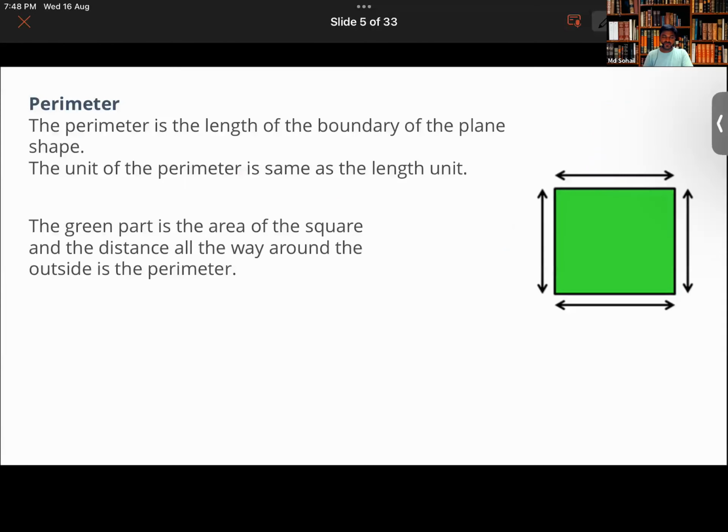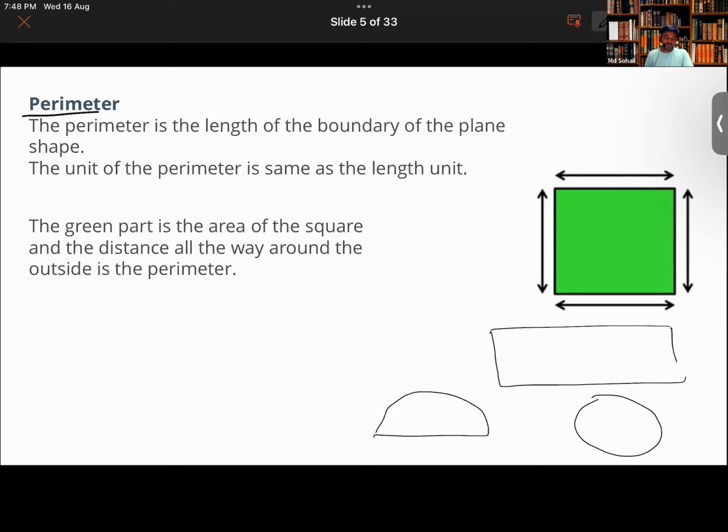Now, what is the perimeter? Perimeter is simply the length of the boundary of a 2D figure. Whether it's a square, a rectangle, a circle, or a semicircle, in order to calculate the length of the boundary of these figures, we call the term perimeter. Getting it?